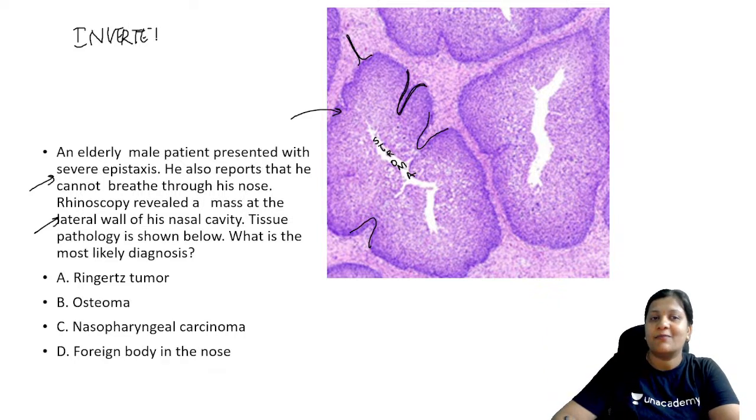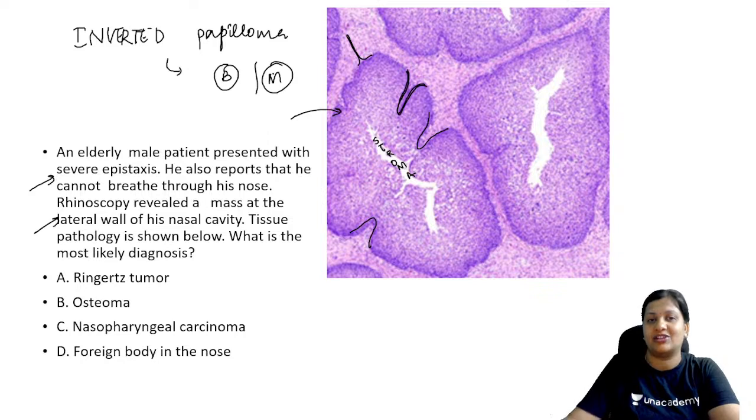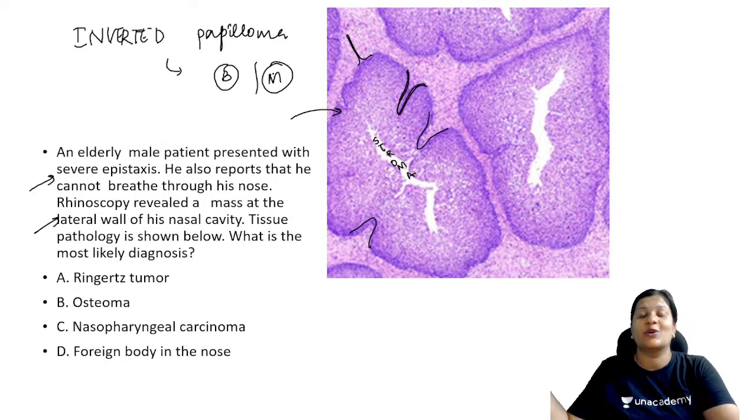So inverted papilloma is a benign tumor or a malignant tumor? Quickly. I'm waiting for your answer. Is it benign or is it malignant? In the chat box, I need. This is also called as Ringer's tumor, transitional cell tumor. It is also called as Schneiderian papilloma. So can anybody tell me, is this benign or malignant? Very good, Pratishtha. It is a benign tumor.